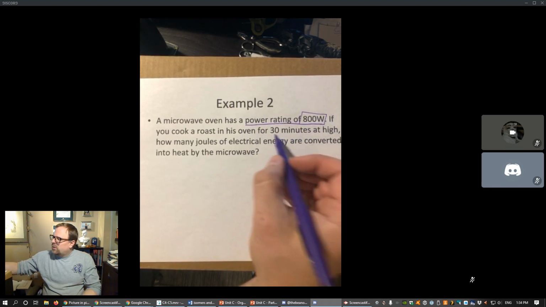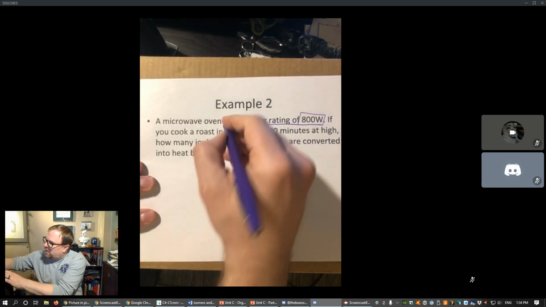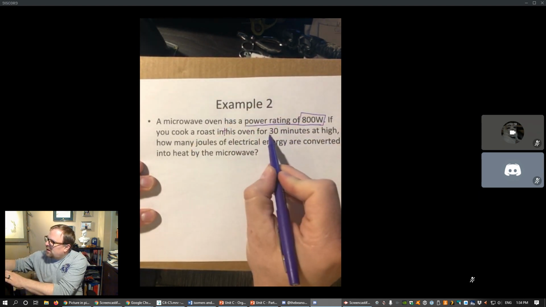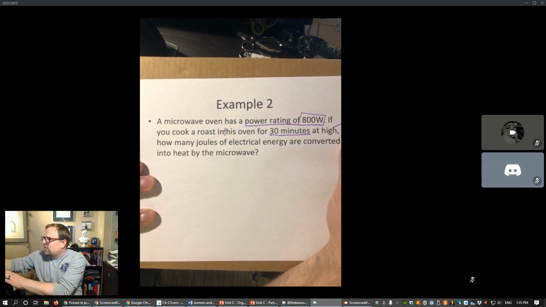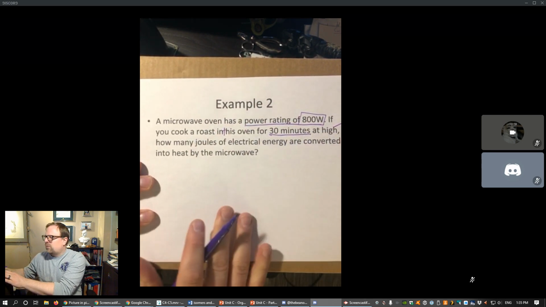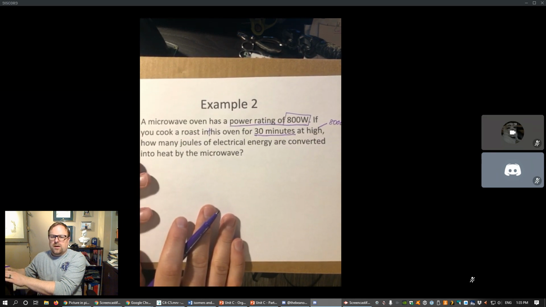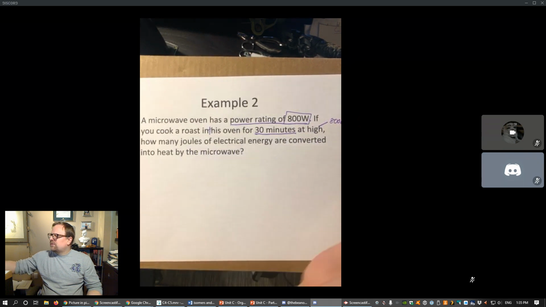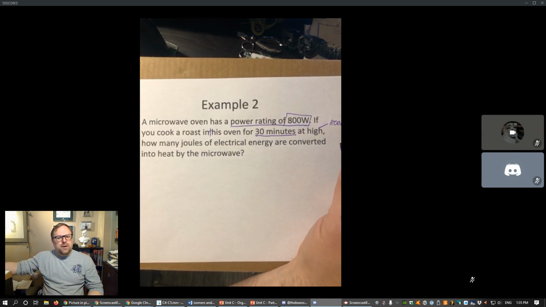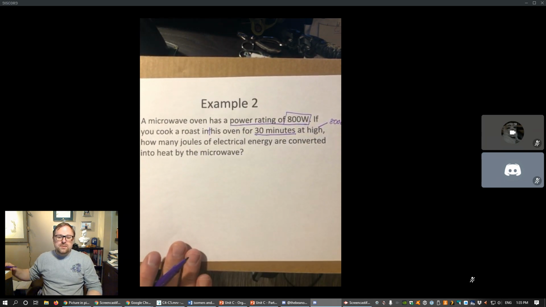If you cook a roast in this oven, I like spelling mistakes, for 30 minutes at high, and we'll assume that high means that we're operating at the full 800 watts, which you can't see what I wrote over there. Okay, I wrote 800 watts over here. At high, how many joules of electrical energy are converted to heat by the microwave? So how much energy did it consume?